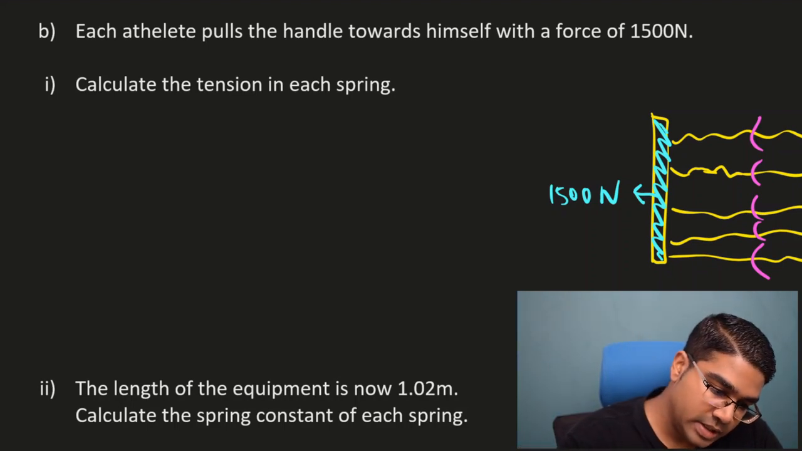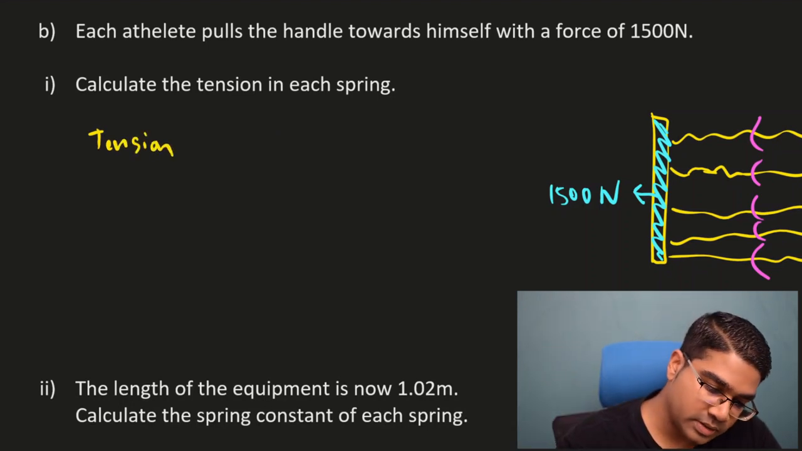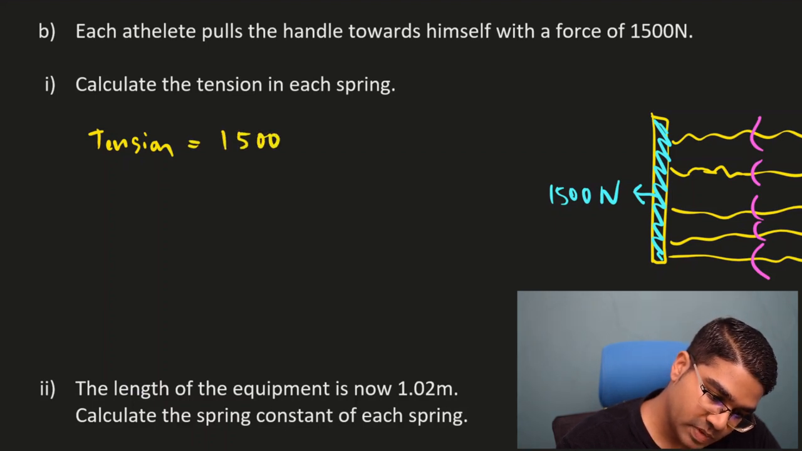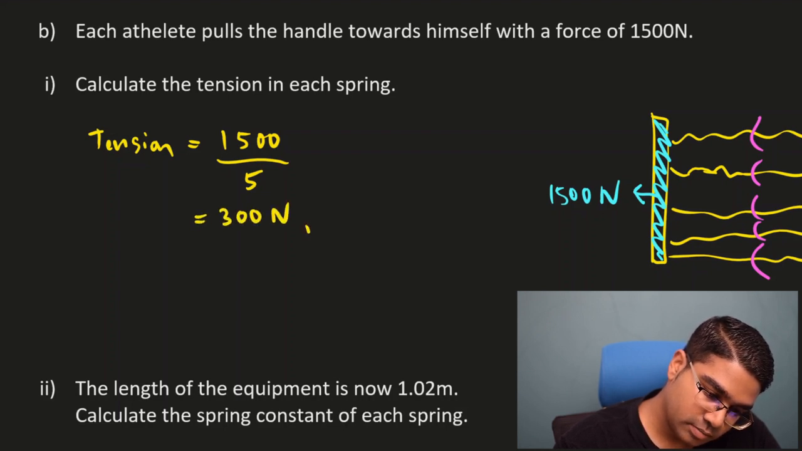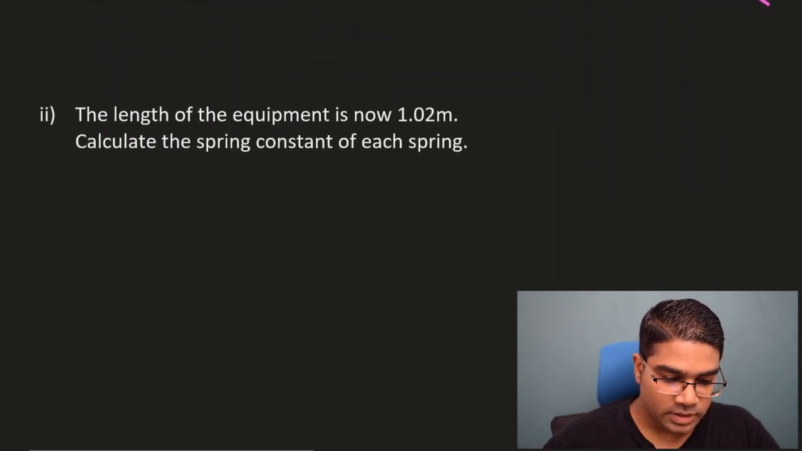Therefore, the tension in each spring, we just have to divide it equally because it's arranged in parallel, the load is shared equally. So tension will be equal to 1500 divided by 5, which is 300 newtons. So this is the tension in each spring. Now let's look at the second question.